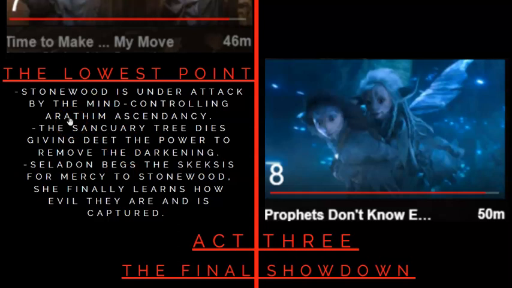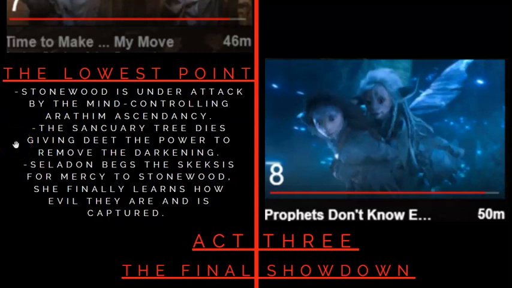So it's a low point, but it's not a low point for just the three mains. It's a low point for the whole story. Stonewood is under attack. Her family is under attack. His dad is dead. They don't even really mention if he has a mom or not. I guess she already died.